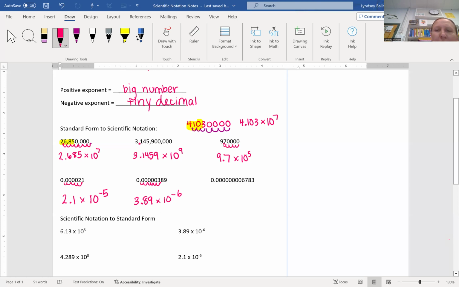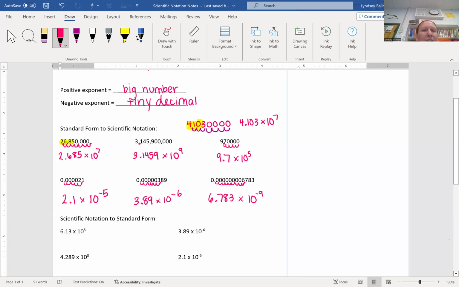And then our last one, a very, very tiny decimal. I'm going to put my decimal point here between the 6 and the 7. So this would be 6.783. And then we got to move it 1, 2, 3, 4, 5, 6, 7, 8, 9. Sometimes the numbers blend together. So this would be times 10 to the negative 9th power.